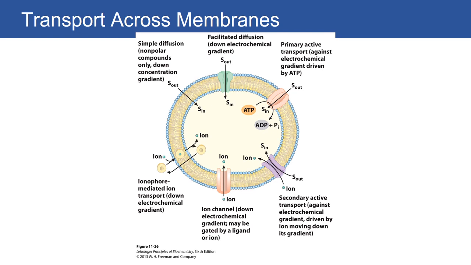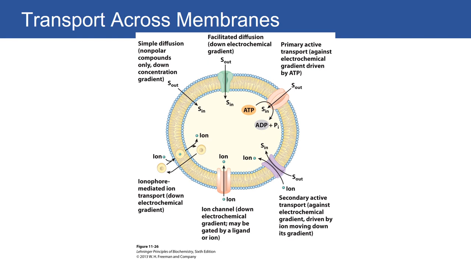Okay, so now we're going to get into another deep topic, which is transport across membranes. There's 6 ways to do this. Simple diffusion, something goes through. Facilitated diffusion, where we're going down an electrochemical gradient, and so it's facilitated. We can have primary active transport, where something comes in and we use energy, primarily ATP, to take it against the electrochemical gradient. We can take that molecule and transport it across.